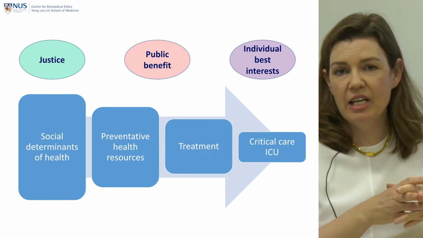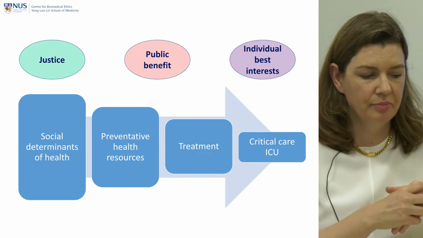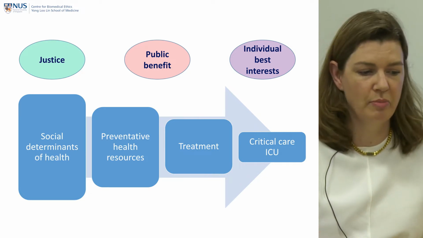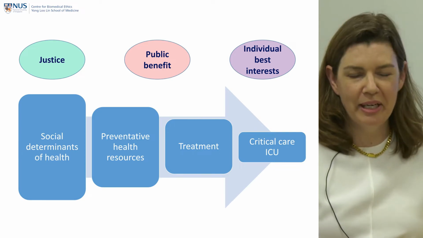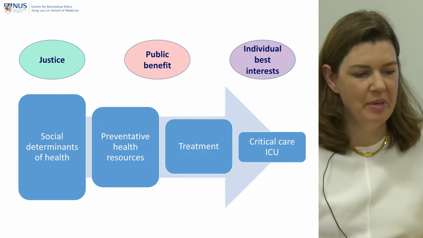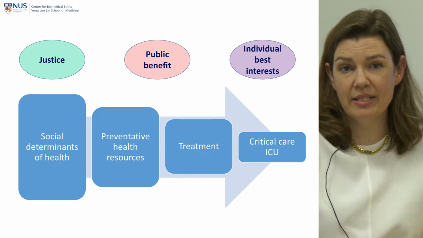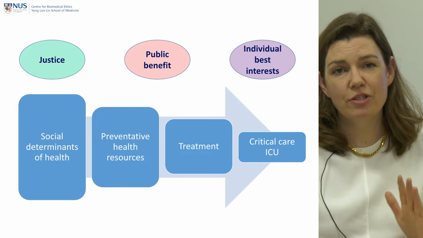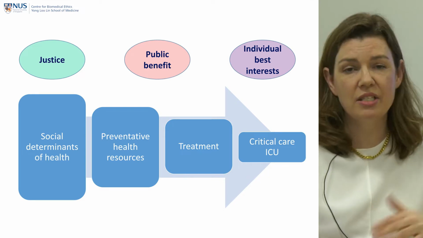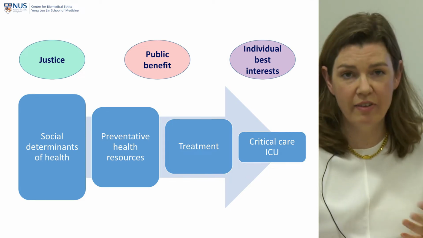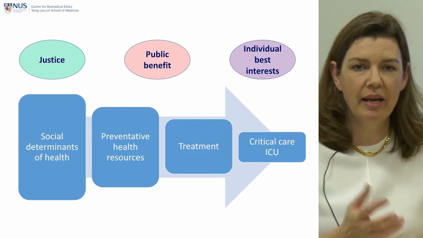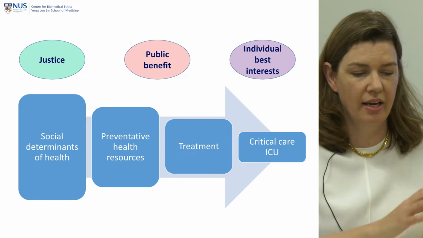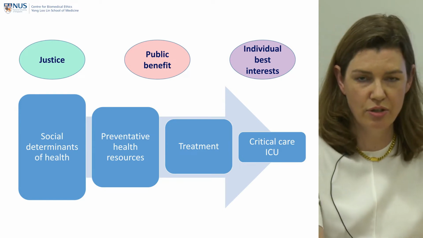So, for example, questions around individuals' best interests, I don't think are that pertinent in relation to the social determinants of health or preventative health resources, because for almost everybody, access to vaccines, access to PPE, access to good education is going to be beneficial. However, when we get to treatment, questions around whether that's actually in the individual's best interests become more relevant. And so how we balance these three considerations across resource allocation issues is going to be the focus of the talk.